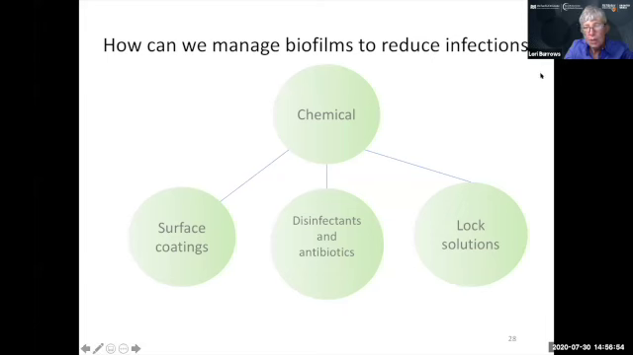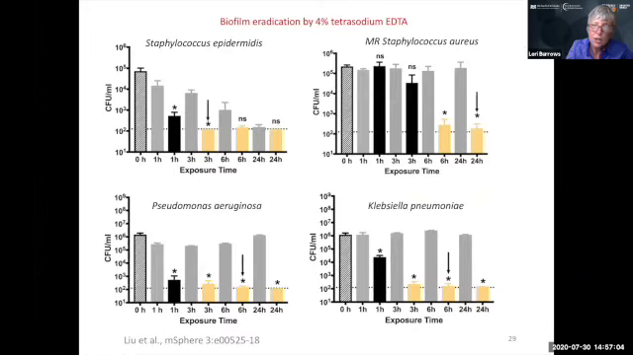One of the common things, especially in the case of vascular access, that you're going to see is lock solutions. And I think these are actually a good way to prevent biofilm. So I'm just going to give you a quick example here of 4 different common pathogens. And this is showing biofilm eradication by a lock solution that contains 4% tetrasodium EDTA.